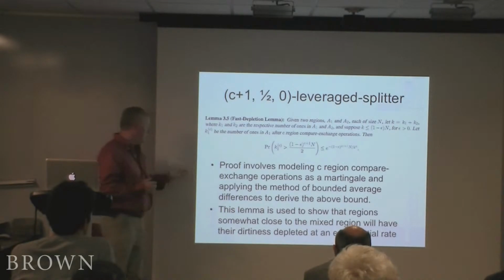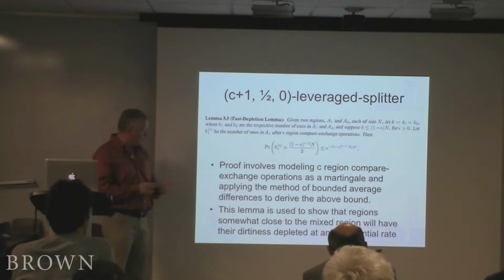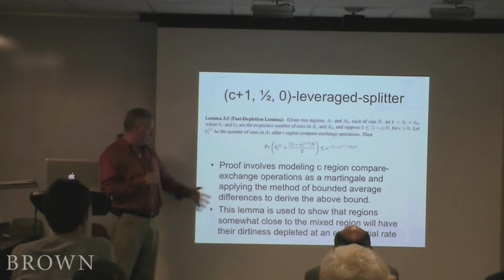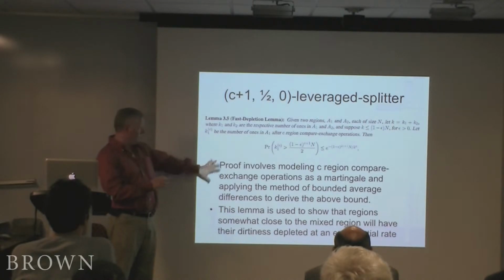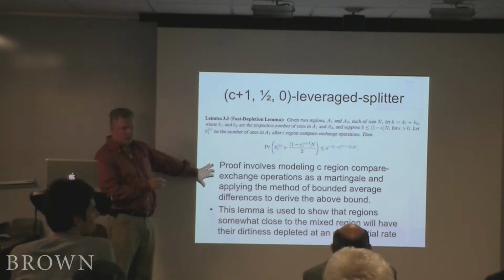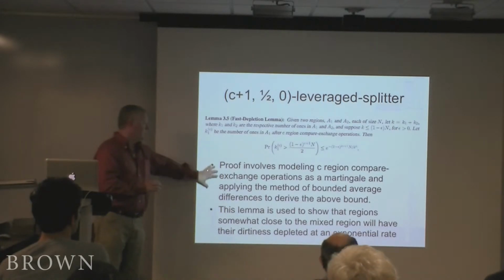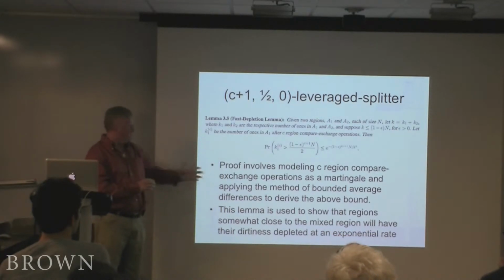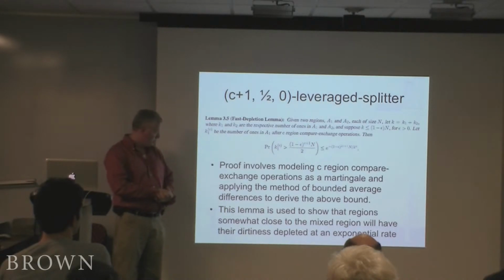Again, I'm not going to show you the proof of this lemma, just at a very high level, mention that the proof involves modeling the C regions' compare-exchange operations as a martingale, and then applying the method of bounded average differences to derive this bound. And for those of you that are unfamiliar with this technique, it proves that you have not read Ellie's book, because he describes this technique in his book. So, if you haven't done that, you owe it to yourself. Next weekend, sit down, read that section, enjoy a wonderful weekend with Ellie's book.